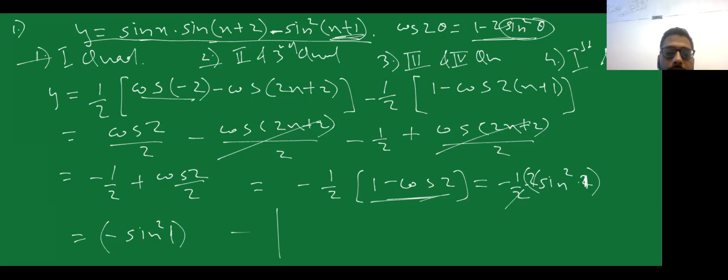So if I draw a graph, I get minus of sin square of 1. That gives me a line which is going to pass through minus sin square 1. And where does this line lie? It lies in my third and fourth quadrants. So my correct answer would be third and fourth quadrant.